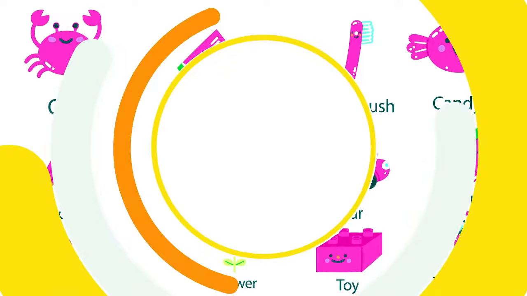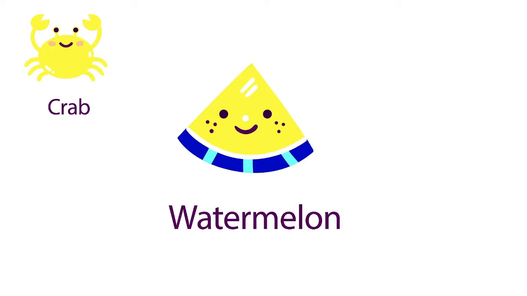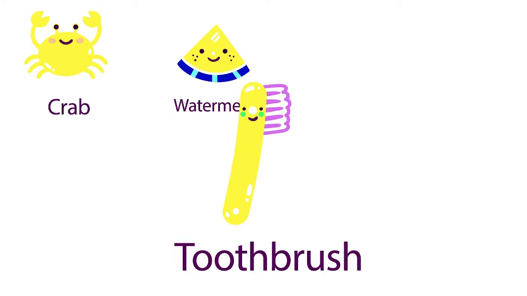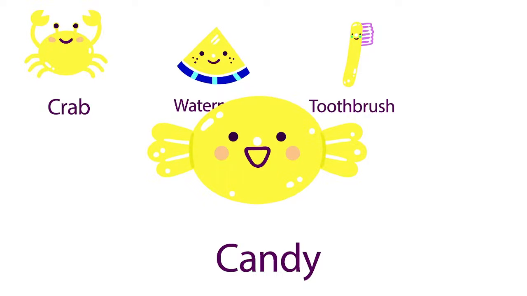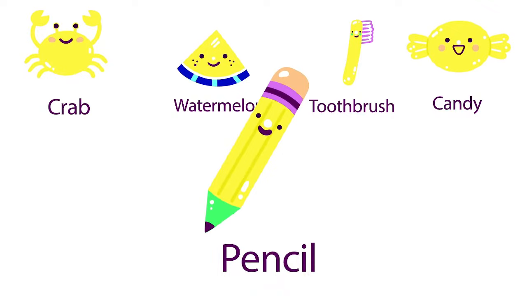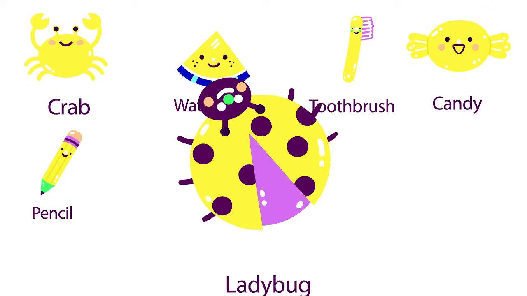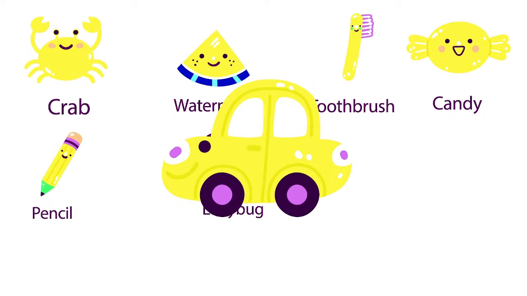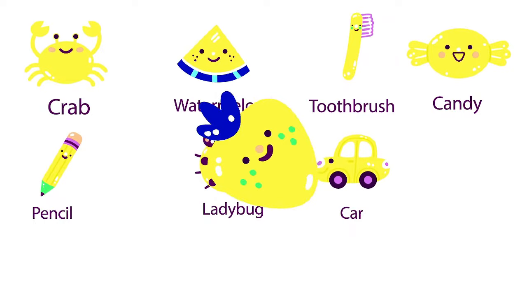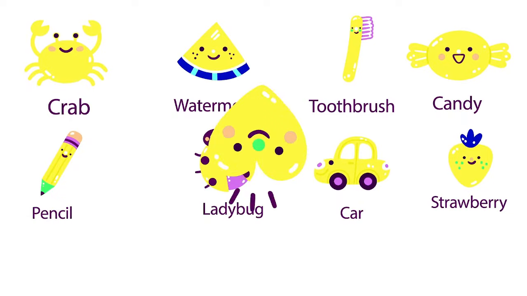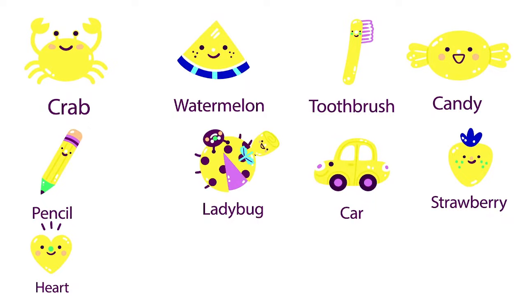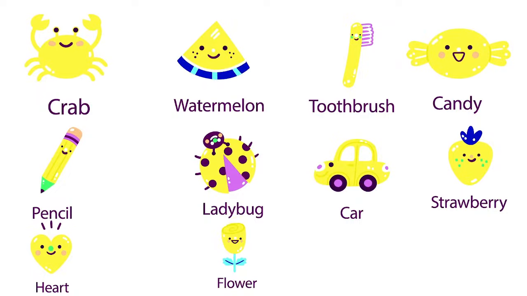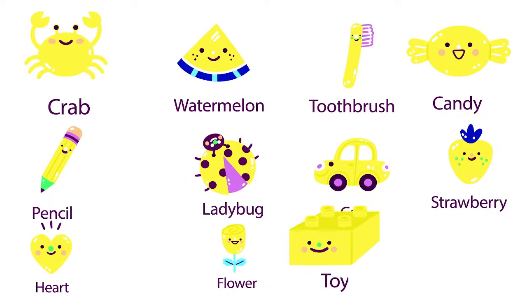This is yellow crab, yellow watermelon, yellow brush, yellow candy, yellow pencil, yellow ladybug, yellow car, yellow strawberry, yellow heart, yellow flower, yellow twig, yellow tropical bird.